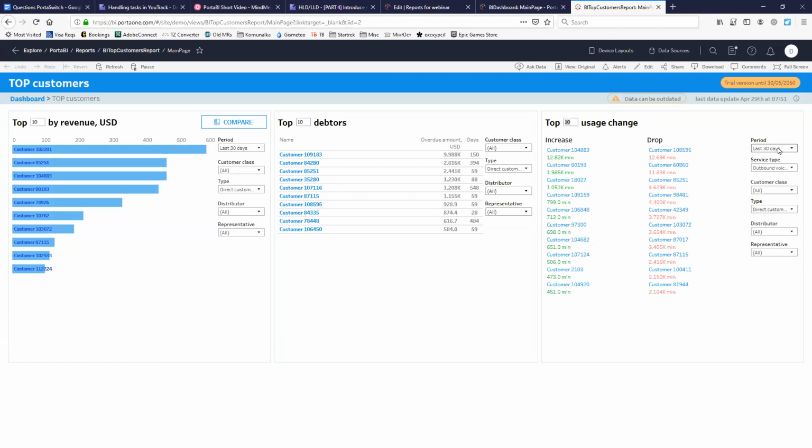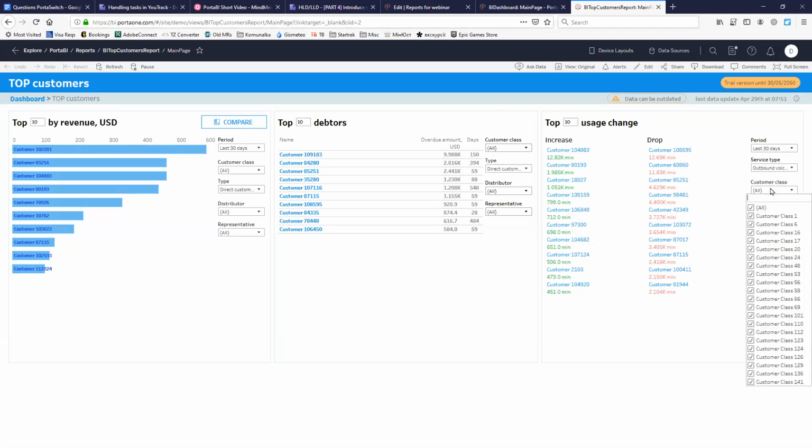And again, you have the same filters on the right where you can choose between direct customers, resellers. So you can do the same, and you can also do a top, for example, for a particular customer class. So I have a customer class of my business customers, and I want to see what's going on with my business customers only. I don't want to see any retail customers or resellers present in this top usage drop or top usage increase.